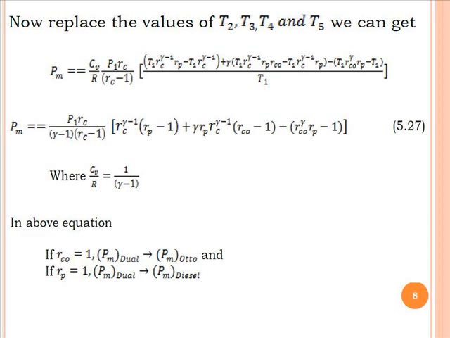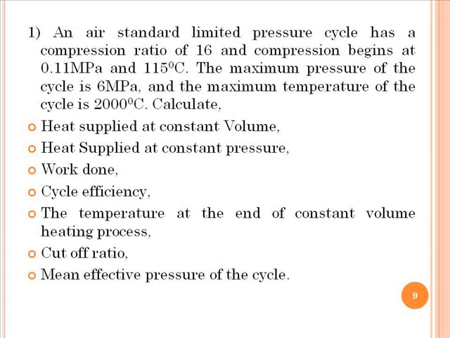Now we have to solve a simple numerical related to dual cycle. So friends, based on the working of dual cycle, we will solve one sample numerical in which we will calculate everything we discussed in the previous theory. In the data it is given that an air standard limited pressure cycle has a compression ratio of 16, and compression begins at 0.11 megapascal and 115 degrees Celsius.